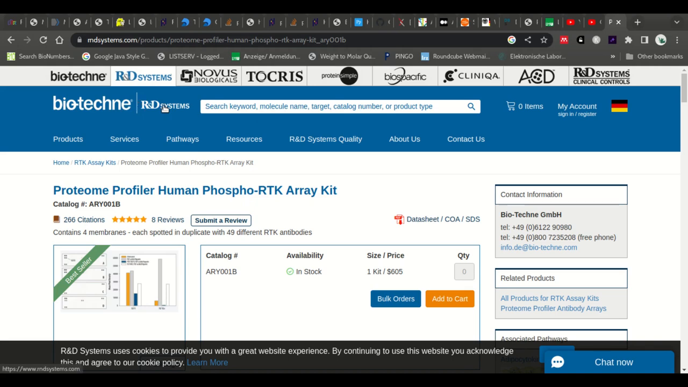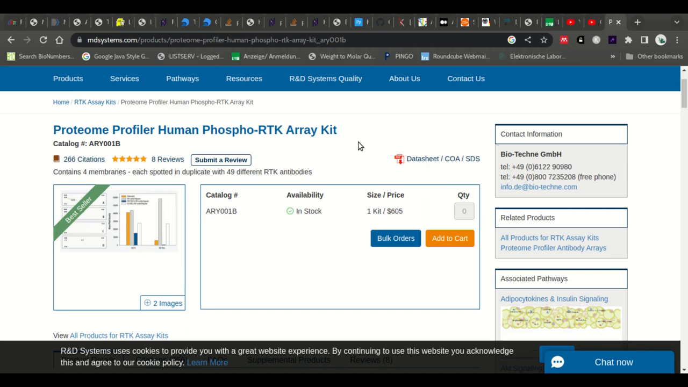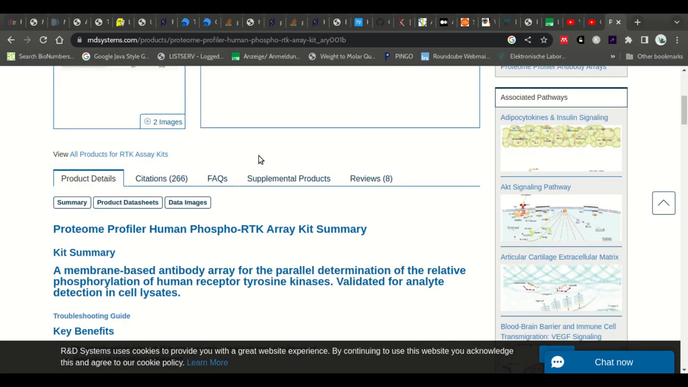And R&D Systems is one of the big companies. I've used it before, but never before I tried to look at the fairness, so we'll see. It's quite well reviewed. It has a lot of citations. It says it has 47 different RTK antibodies. Let's see what it really means.